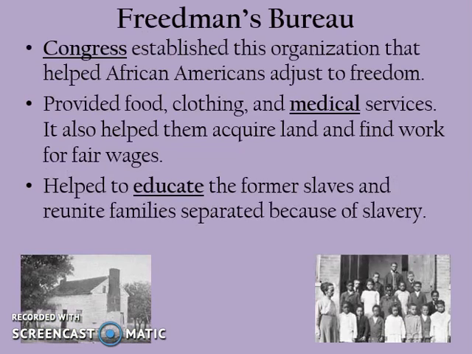The Freedmen's Bureau was established. Congress made this organization that helped African Americans adjust to freedom. It provided food, clothing, and medical services. It also helped them acquire land and find work for fair wages. It helped to educate the former slaves and reunite families separated because of slavery. We'll see some pictures of the Freedmen's Bureau at work on the next two slides.